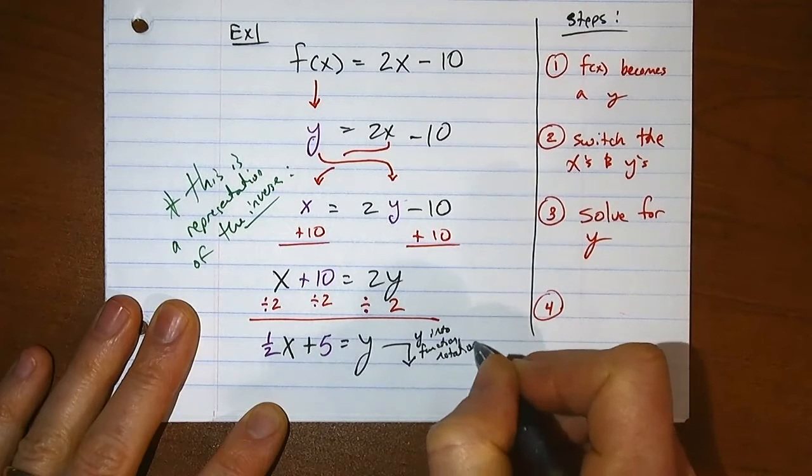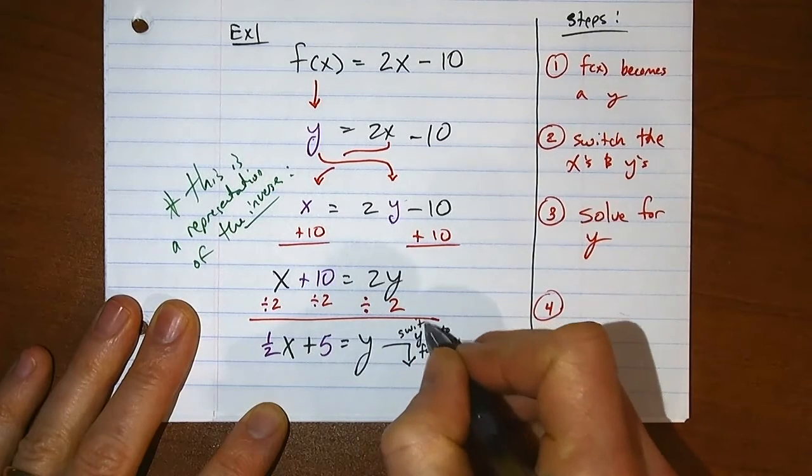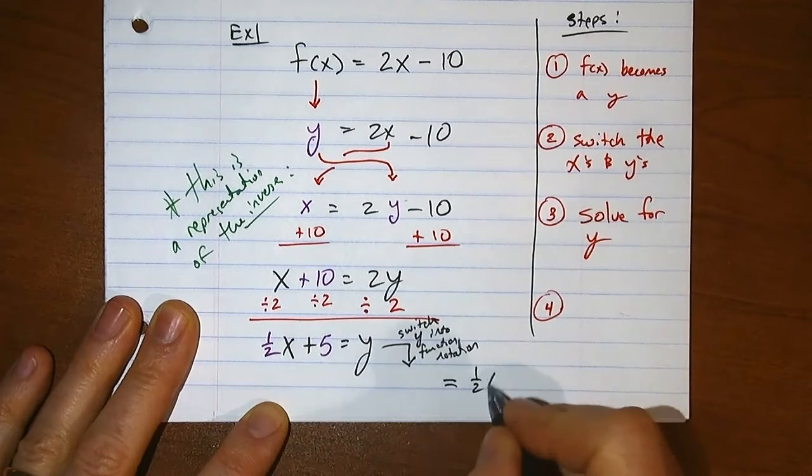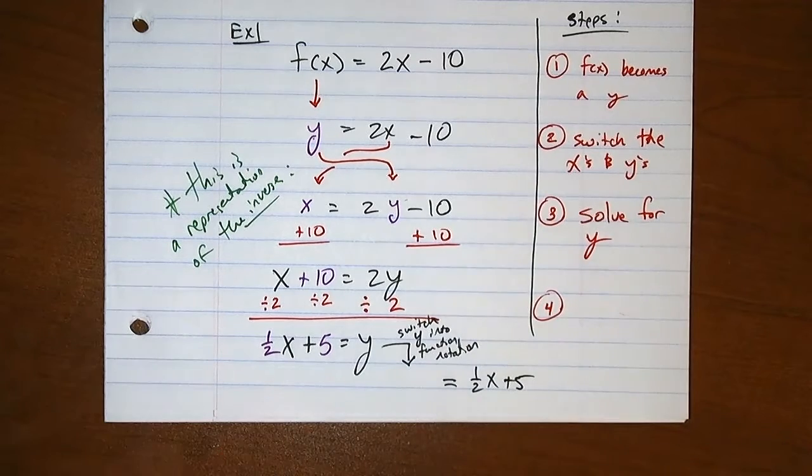That's what I'm going to do right now. Switch the y into function notation. So I'm still going to have an equal sign. I'm still going to have a 1/2 x plus 5. None of that's going to change, but I'm going to switch the y into function notation.